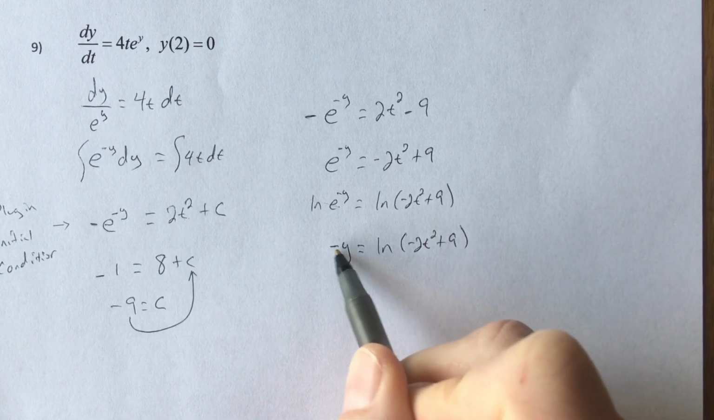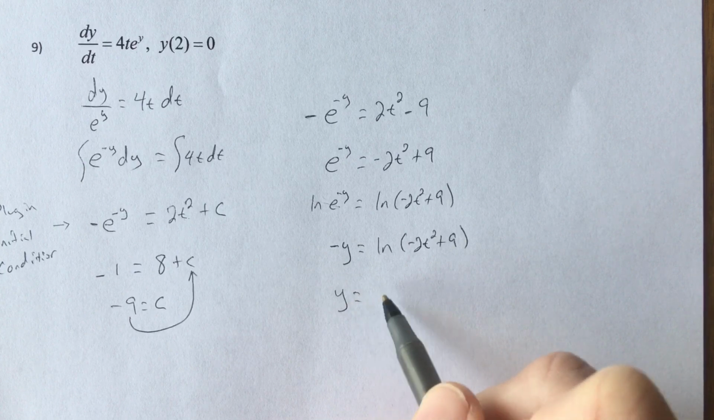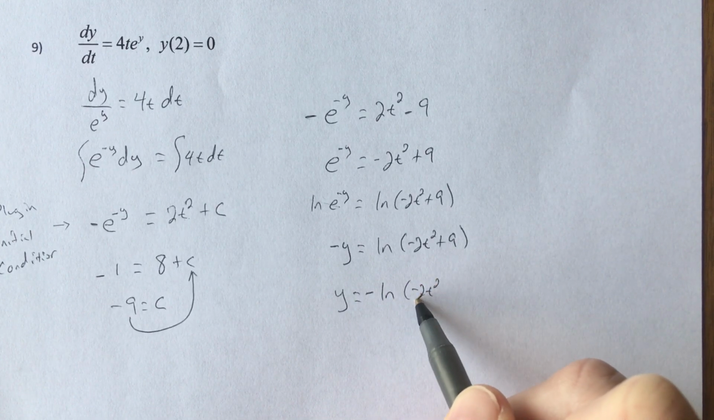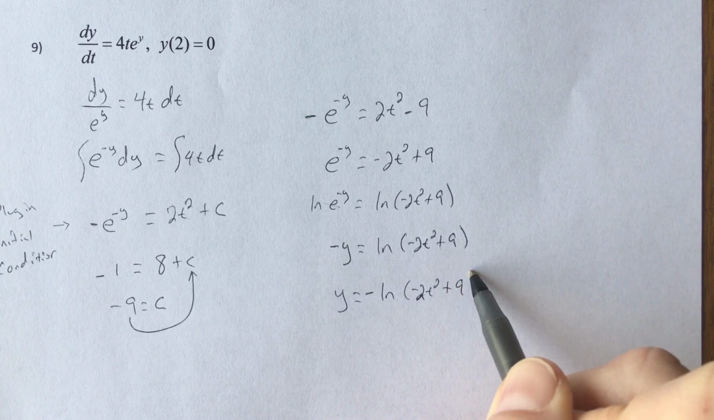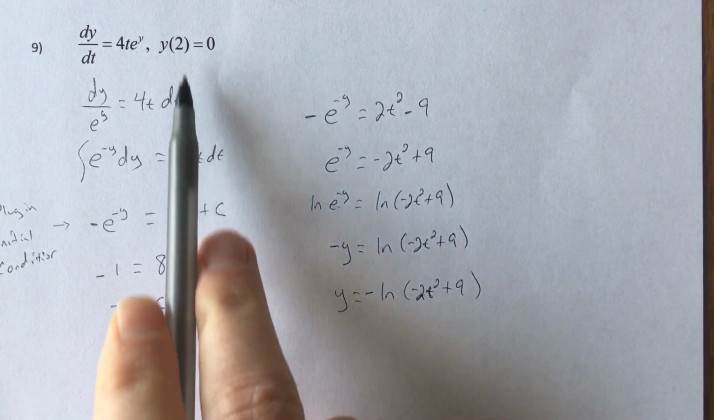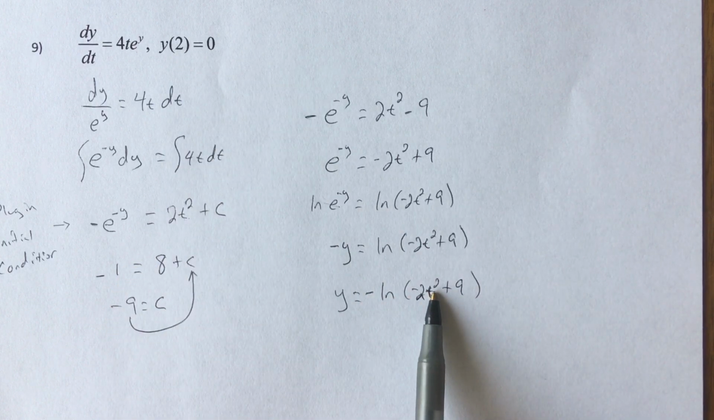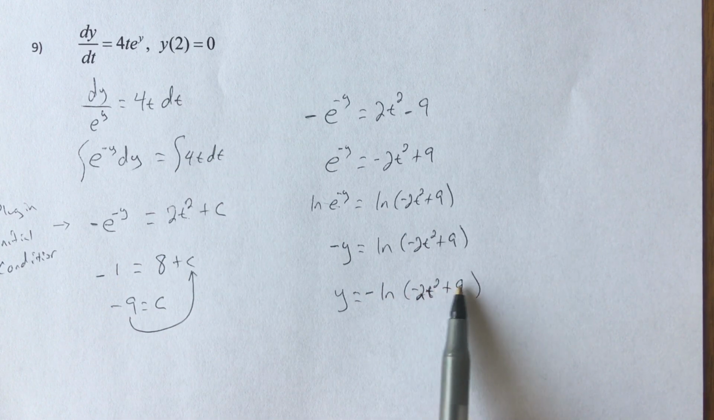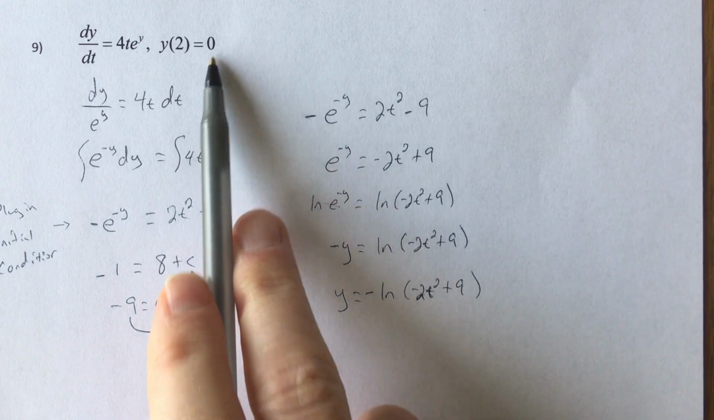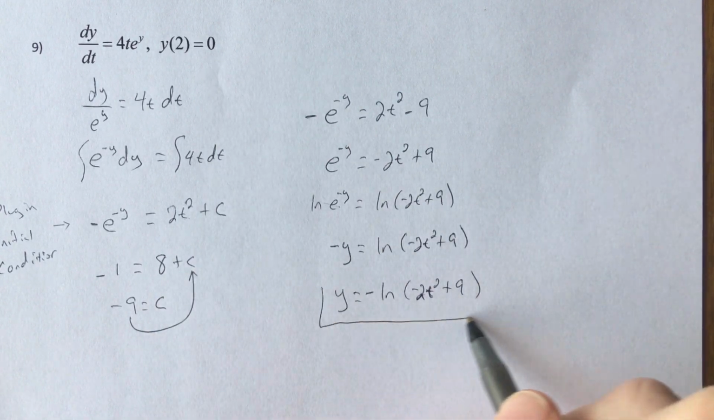Okay, and so last thing we do is multiply by negative 1, and we get y equals negative natural log of negative 2t squared plus 9. It's sloppy looking, but that's what we have. We could put 2 back in. 2 squared 4 times negative 2, negative 8 plus 9 is 1. The natural log of 1 is 0, and that's what we want. So we feel pretty good about that answer.